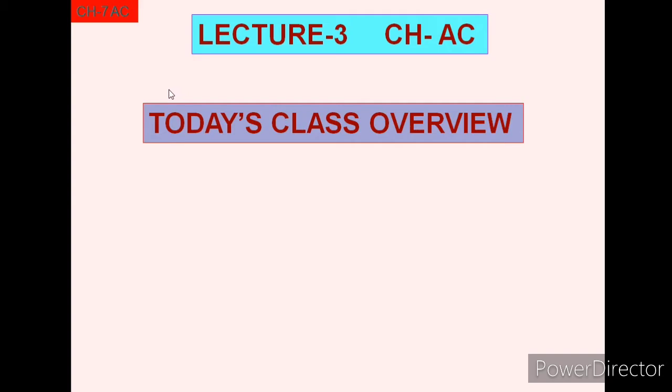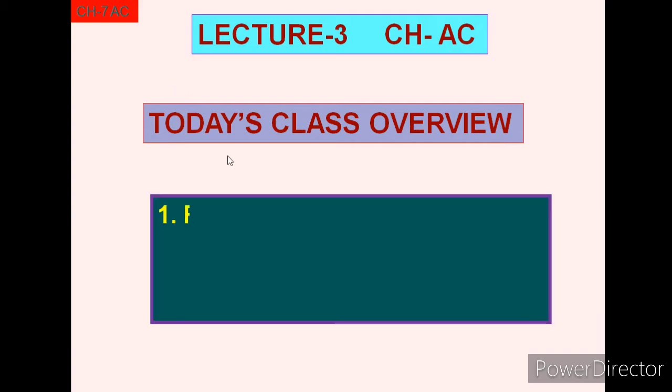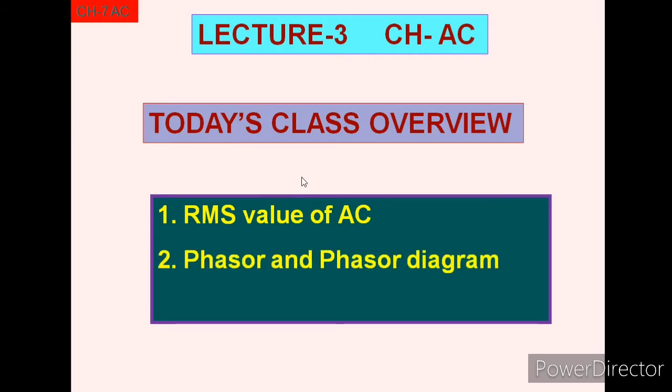Let's first see today's class overview. Today first we will understand the root mean square value of alternating current, and also derive an expression for that. Secondly, we will understand phasor and phasor diagram, and lastly we will apply alternating current in a resistive circuit. So let's start the class.